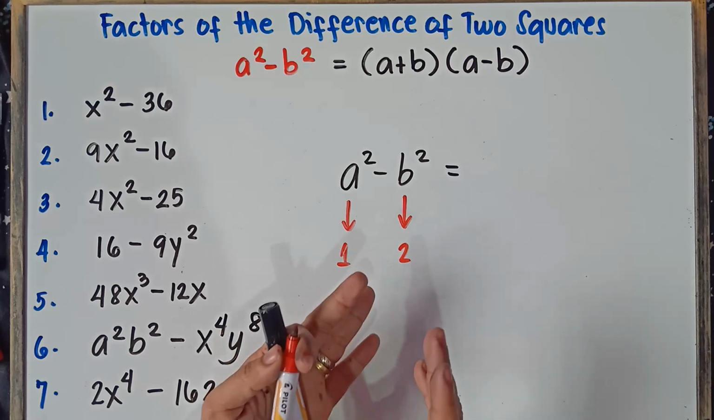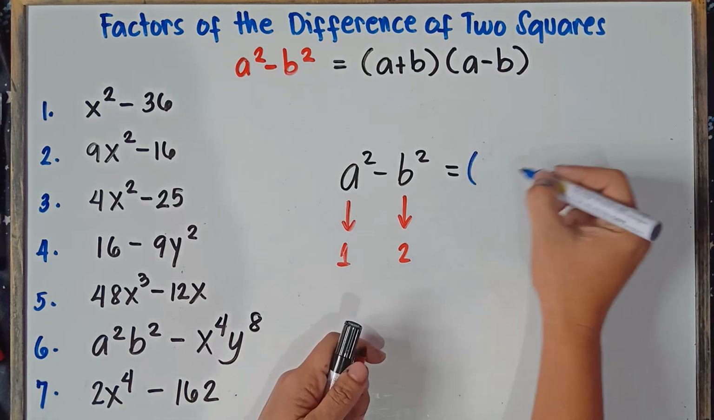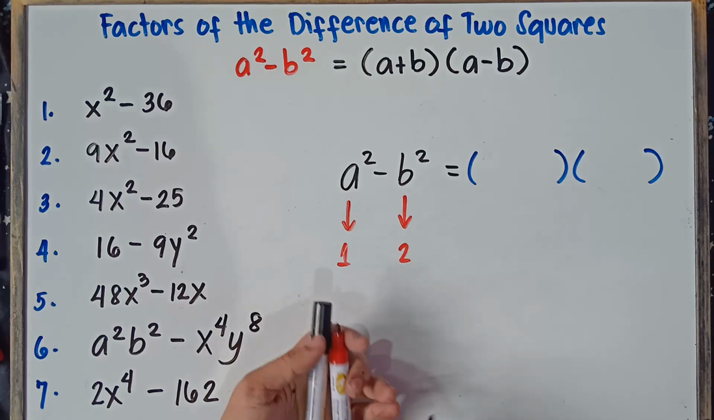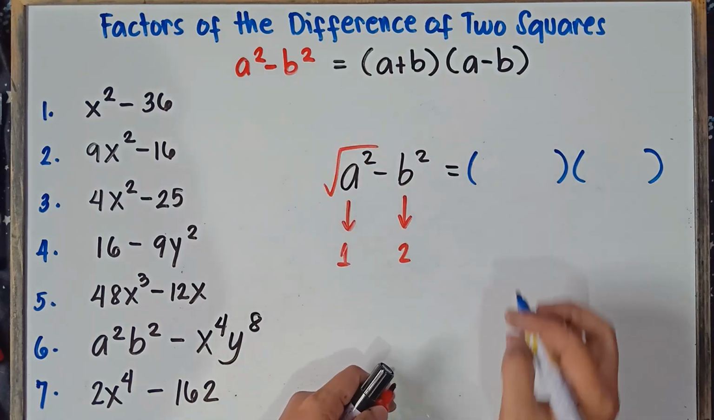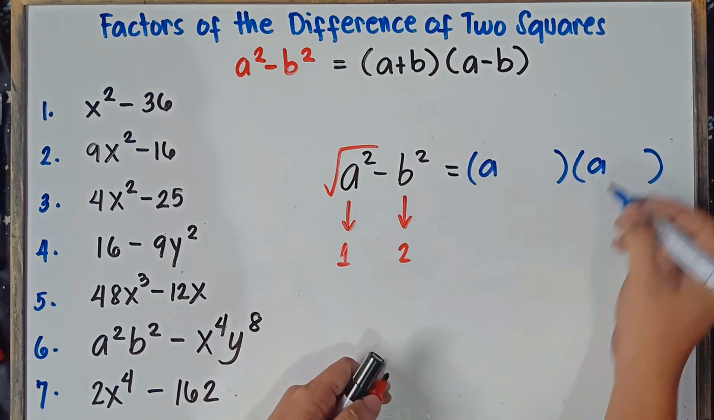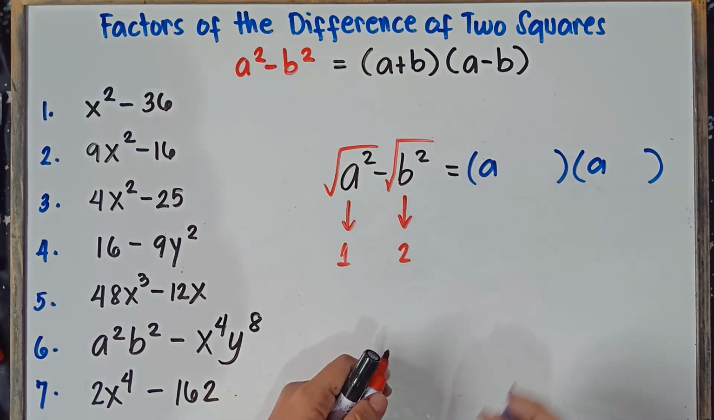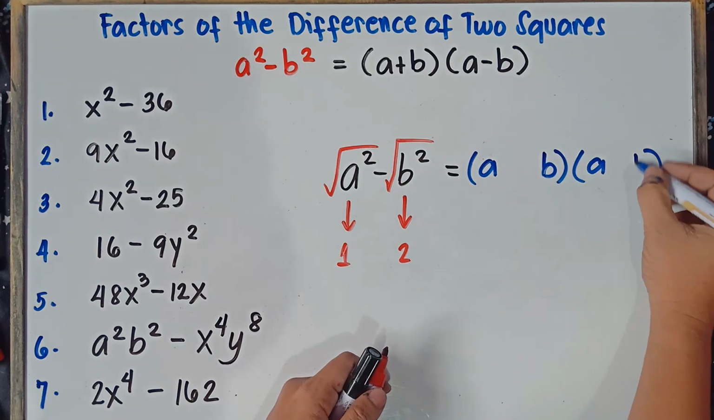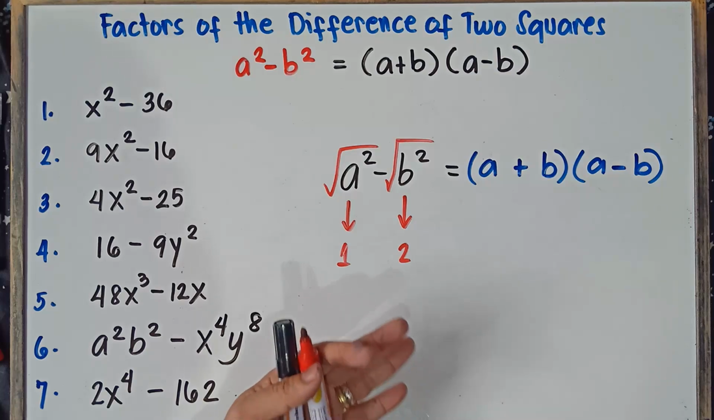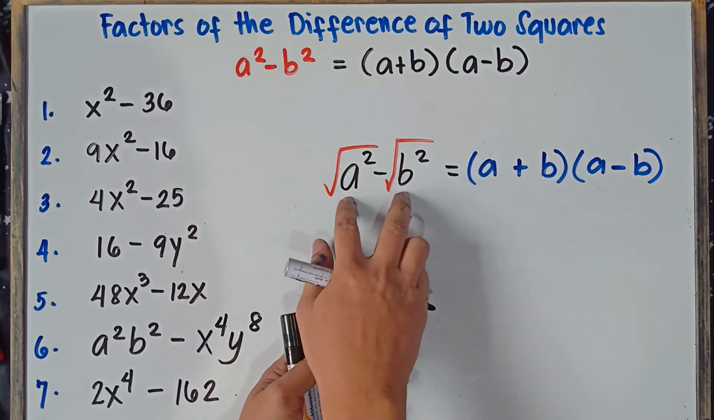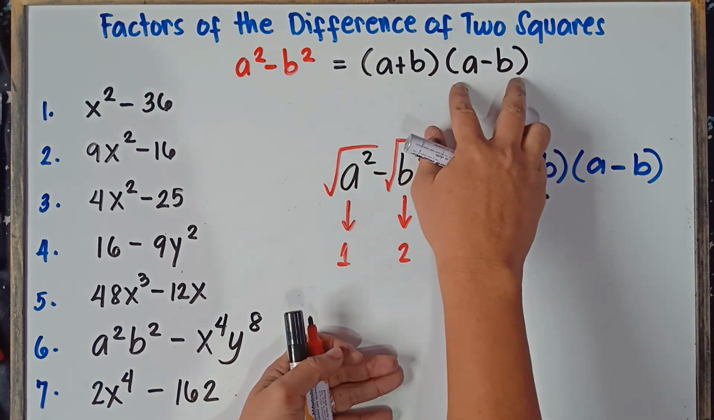Therefore, class, you can get the answer right away with regards to the factors by just simply putting two parentheses and then simply get the square root of the first term, the square root of a squared, there would be a, so put two a's. And then simply get the square root of the second term, the square root of b squared, there would be b, so put two b's. And then put plus and minus sign. That's it, class. This is the answer with regards to this given expression. So that's why we have quantity a plus b and another quantity a minus b.